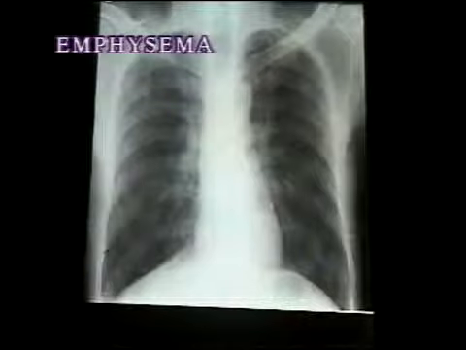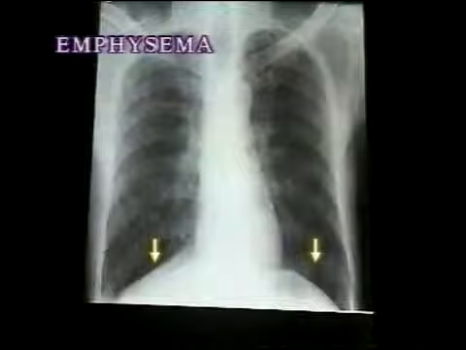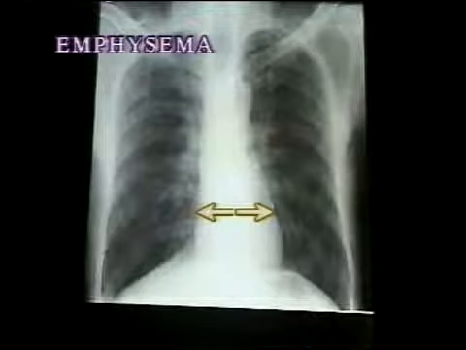Now note the low and flat diaphragms. The convexity of the dome of diaphragm is reduced and lies below the level of the seventh rib anteriorly. Now observe the intercostal spaces. They are widened. And lastly, the heart and the mediastinum have become small and vertical. These are typical features of an emphysematous chest.